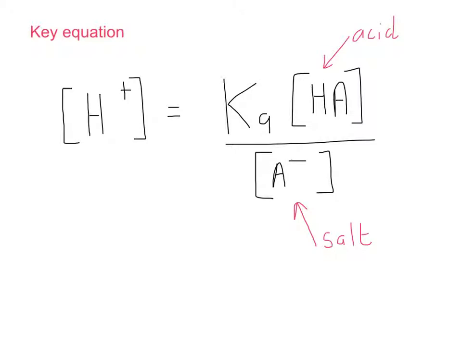This is the key equation for the buffer calculations. We eventually always work out the concentration of [H+] equals the acid dissociation constant Ka multiplied by the concentration of the acid divided by the concentration of the salt. We do this in all 4 equations.